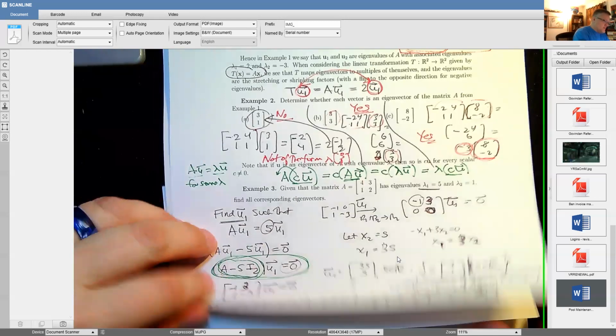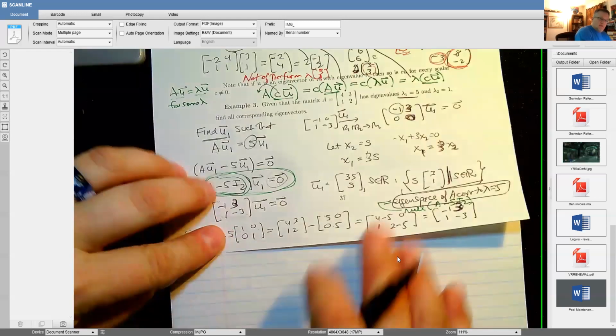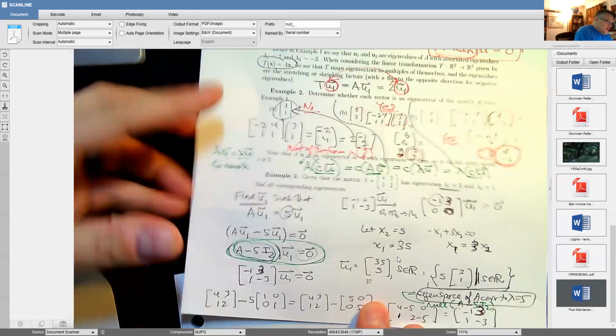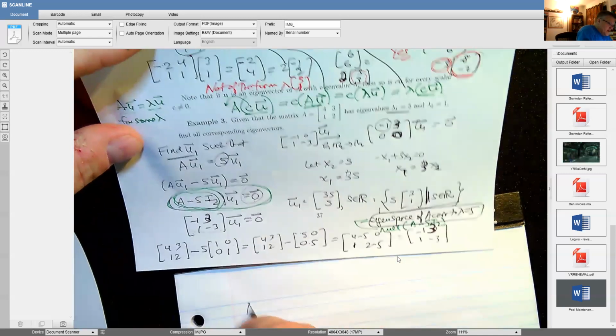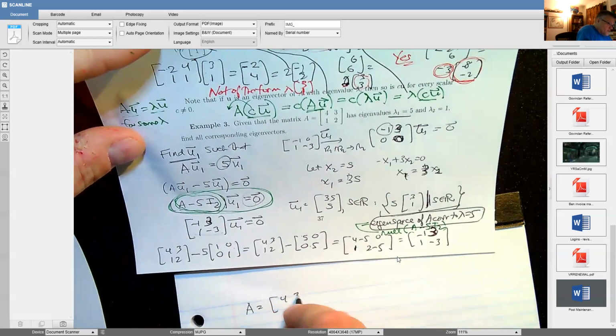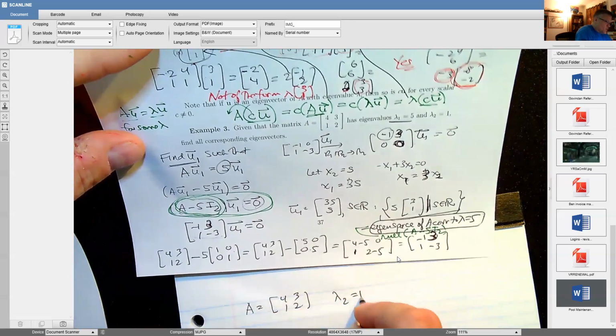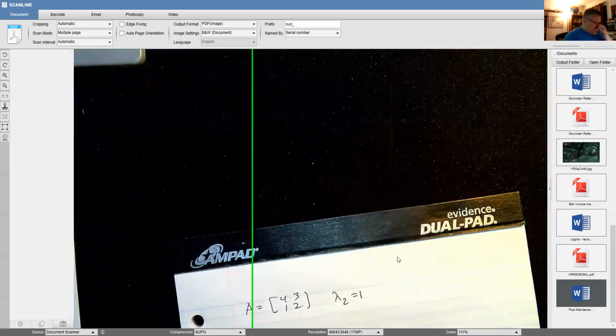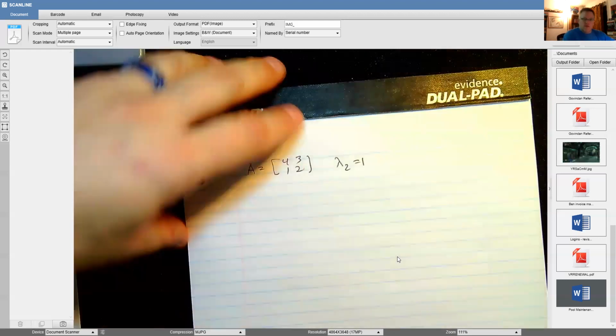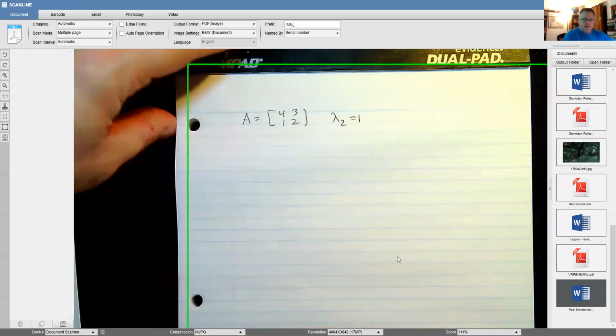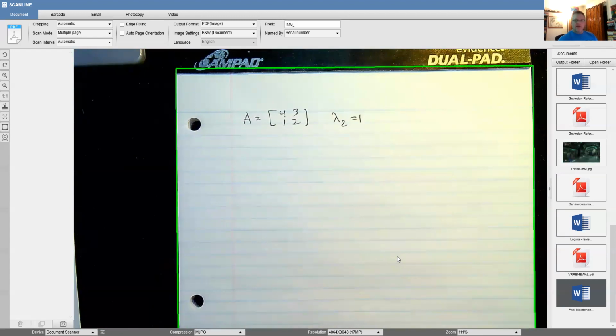Let's actually do the other one. All right, so same matrix. Let me just copy it down here. We'll go through the same exact thing again. So we have A equals 4, 3, 1, 2, and we have an eigenvalue lambda 2 equals 1. And what I want to do is find the eigenspace. I want to find all the eigenvectors for A that correspond to lambda 2 equal to 1.